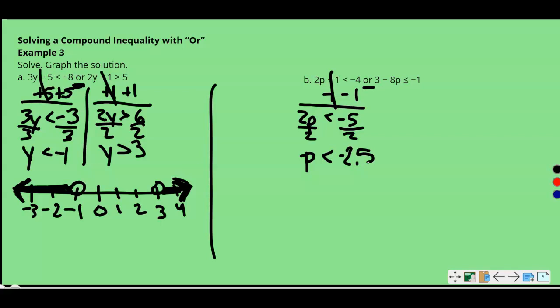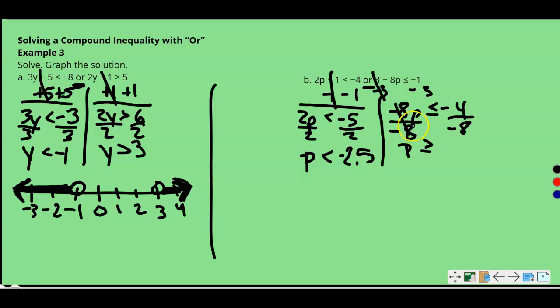All right, or I'm going to subtract 3 from both sides here. I've got negative 8p comes down. Bring down my inequality symbol. Negative 1 minus 3 is negative 4. This time I'm going to divide by negative 8. Remember, when we divide by a negative, our inequality changes direction, so it's going to become greater than or equal to. 2 negatives make this a positive. 4 divided by 8 is 1 over 2, or 1/2. So that reduces to 1/2.